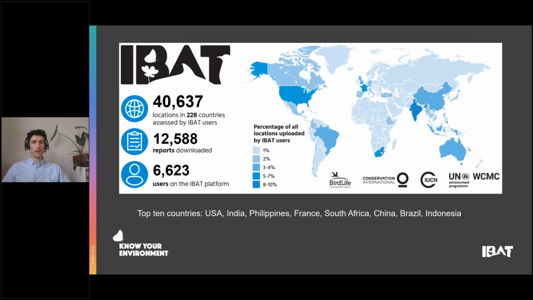As an indication of where IBAT is used, it is a truly global tool, and we have users all around the world. We have a lot of usage in the Western Hemisphere, in emerging markets as well. As you can see from this map, there's plenty of usage in India, Southeast Asia, Latin America. And we've had over 40,000 sites assessed in IBAT. So they're places that users have uploaded onto the tool and interrogated. They can download reports about those locations to identify the biodiversity risk or exposure in those places. And we have over 6,600 users on the platform at the moment.